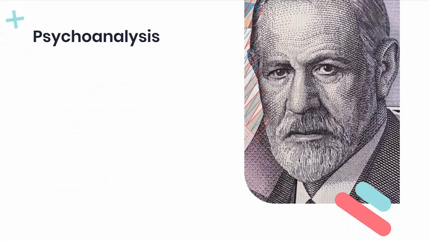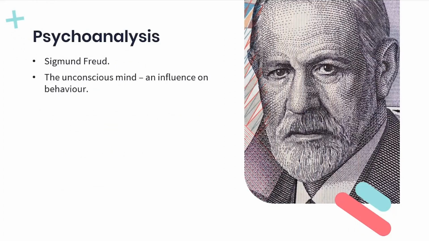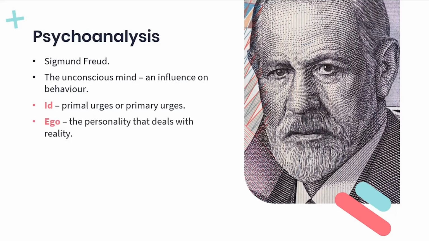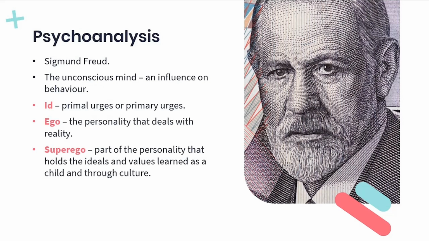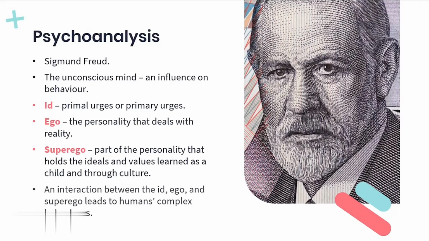Sigmund Freud was the founder of the psychoanalytic school of thought. This school of thought emphasizes the influence of the unconscious mind on behavior. Freud believed that the human mind was composed of three elements: the id, the ego, and the superego. The id consists of primary or primal urges, while the ego is the component of personality charged with dealing with reality. The superego is the part of the personality that holds all of the ideals and values we have learned from our parents and culture. Freud believed that the interaction of these three elements was what led to all humans' complex human behaviors.